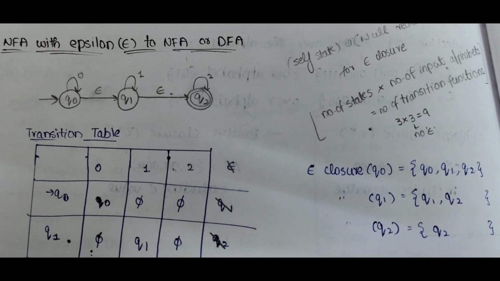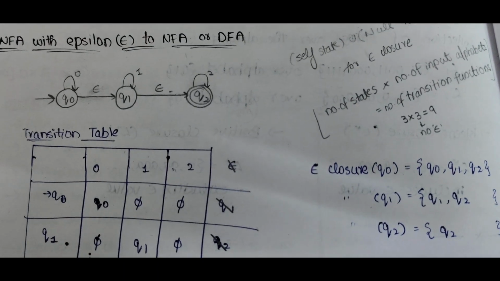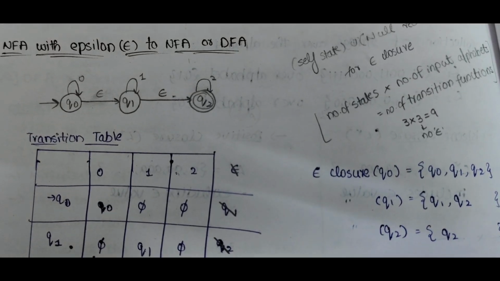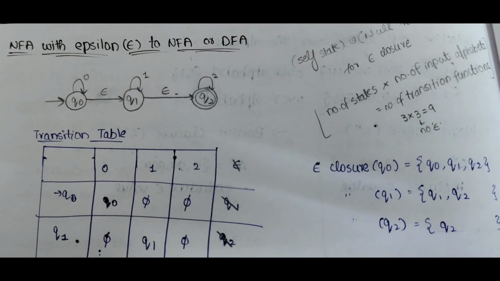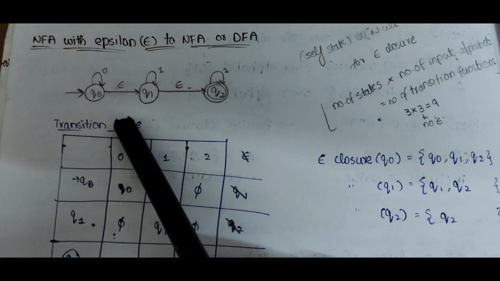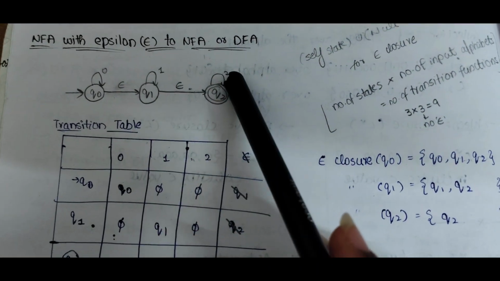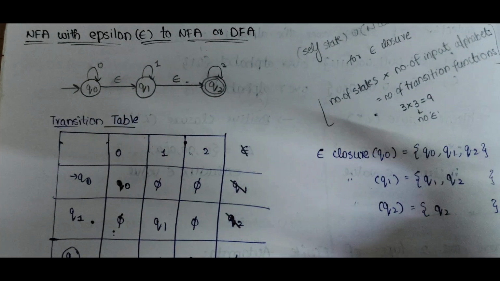Hello, so in the previous video we discussed how to convert NFA to DFA. In this video we are going to discuss how to convert NFA with epsilon to NFA or DFA. So coming to the question, this is the given question. Q0, Q1 and Q2 are states, 0, 1 and 2 are alphabets, and this is an epsilon transition.